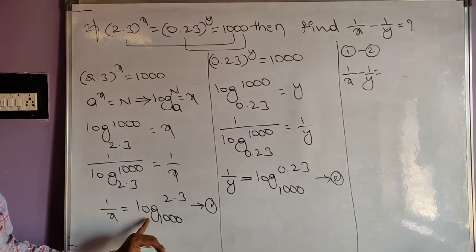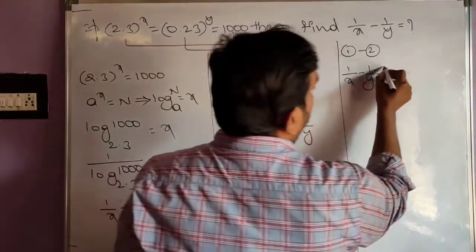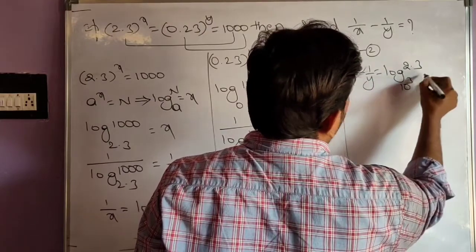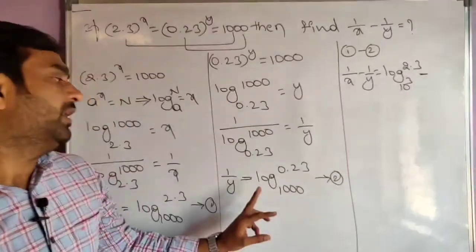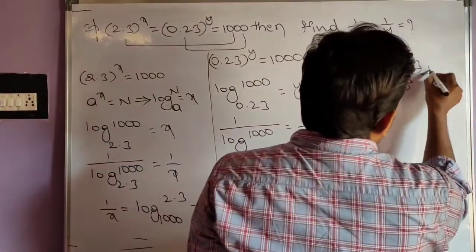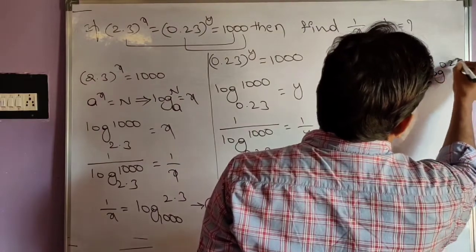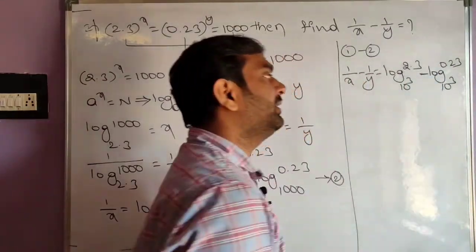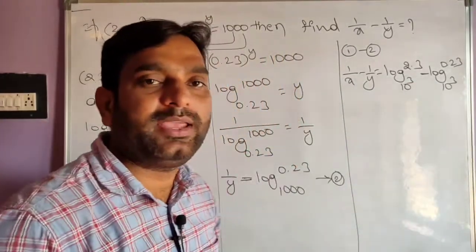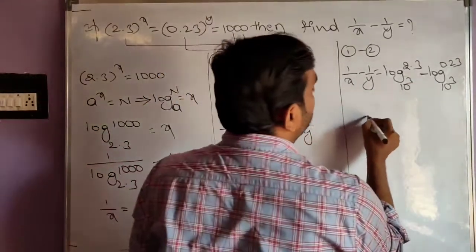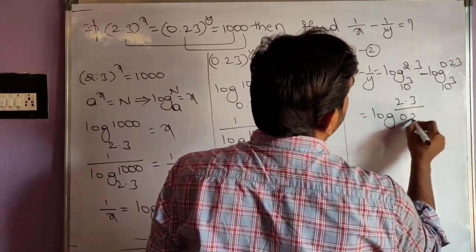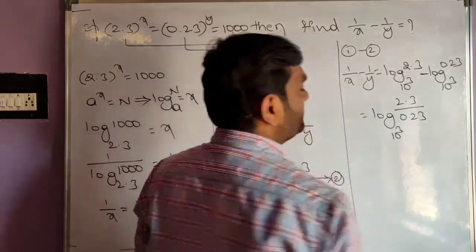So 1 by x minus 1 by y is equal to what? What is 1 by x? Log 2.3 base 1000, and 1000 can be written as 10 cube. And what is 1 by y? Log 0.23 base 1000, which is base 10 cube. Here we have log a minus log b. What is log a minus log b? Log of a by b. So log of a is 2.3 and b is 0.23, base 10 cube.